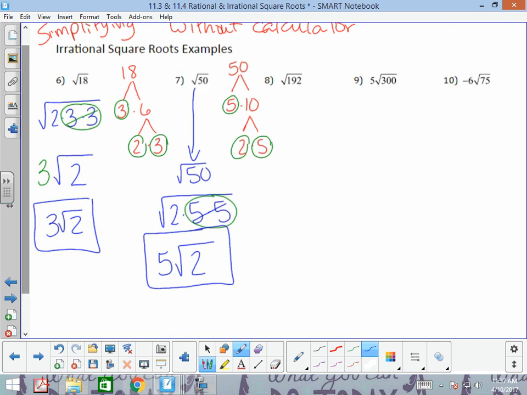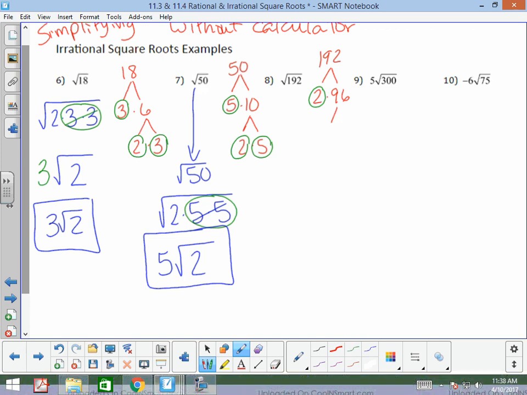All right, let's look at the next one. The square root of 192. Ooh, big number here. Well, I know that 192 is even, so I'm going to start with 2. And that is 2 times 96. Now 2 is prime, so I'm going to circle it. 96 is also even, so it will divide by 2. 2 is prime. 48, we can use any factors of 48. We can use 4 and 12, we can use 6 and 8, we can use 2 and 24. I'm just going to use 6 and 8, so that's popular factors.